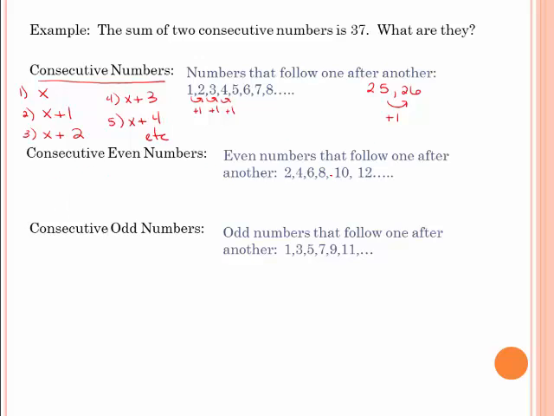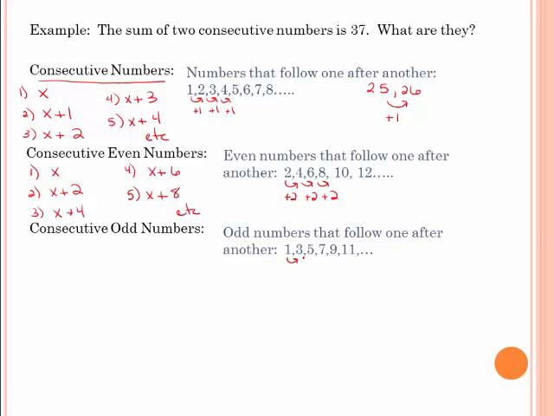Now my consecutive even numbers, to go from a 2 to a 4 to a 6, a 6 to an 8, I'm adding 2 each time. So if my first number is x, my second number is not going to be x plus 1, it's going to be x plus 2. To get to my third number, I add 2 again. So I have x plus 4. My fourth number would be x plus 6. My fifth number would be x plus 8, and so on. I'm adding 2 every time.